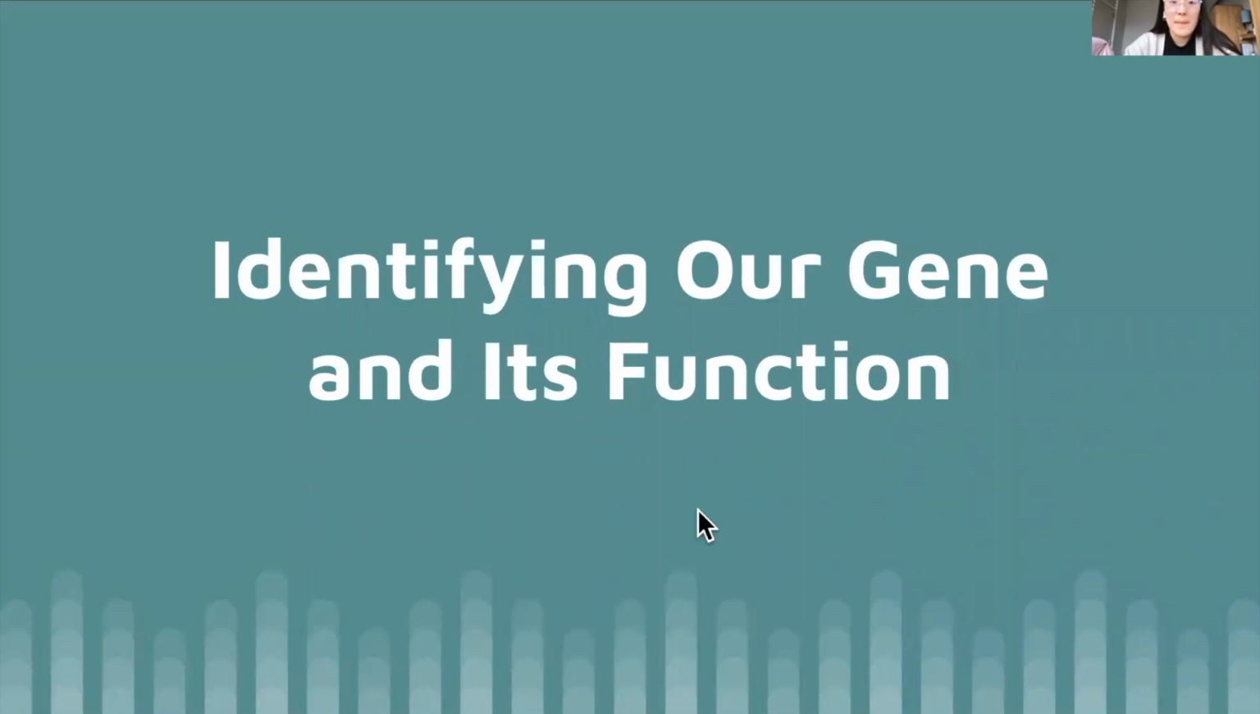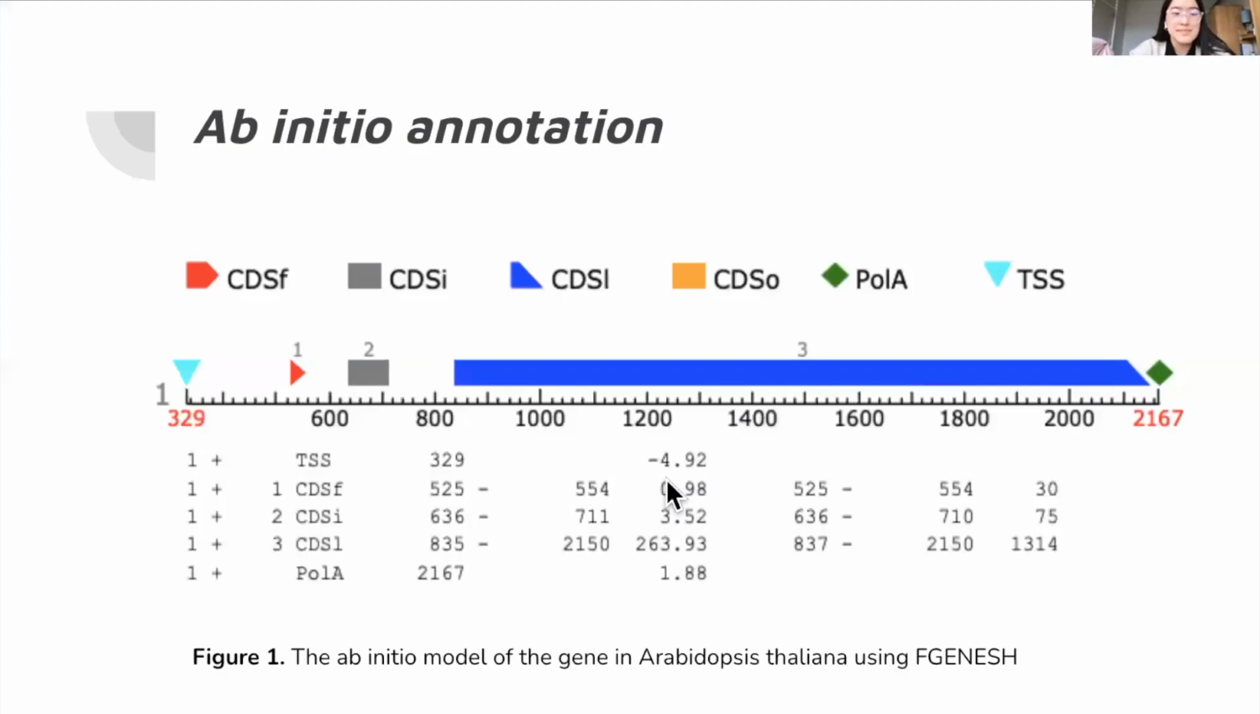So basically, the next slides are about how we identified our gene and its function. We used the ab initio annotation approach, and we were given the genomic sequence of the gene, which we had to put into the program FGENESH in order to predict the structure of the gene. Using this program, we mapped out the exons as well as the overall model of the gene.